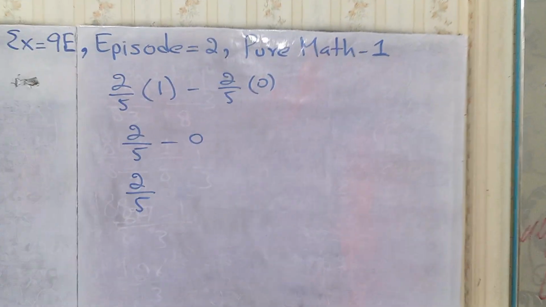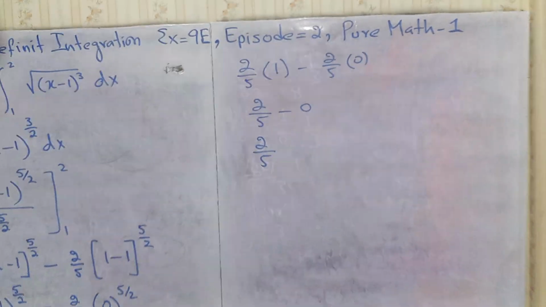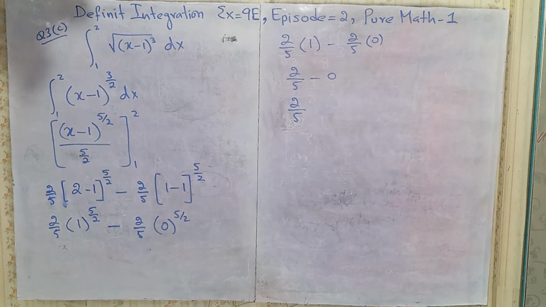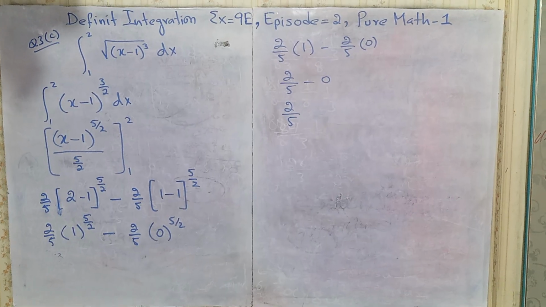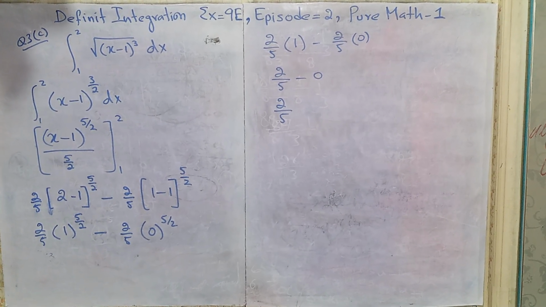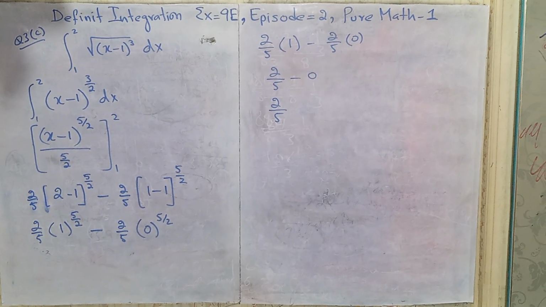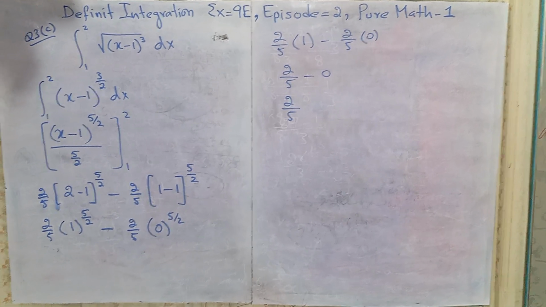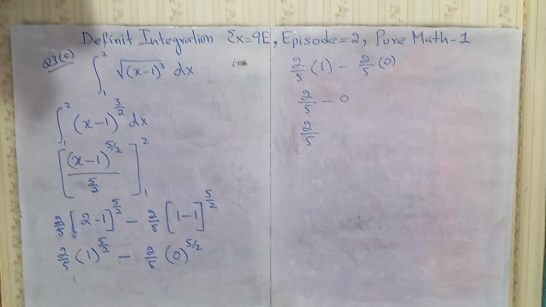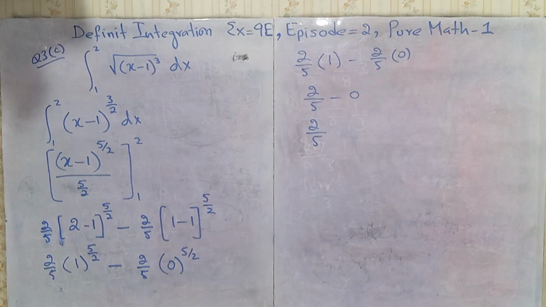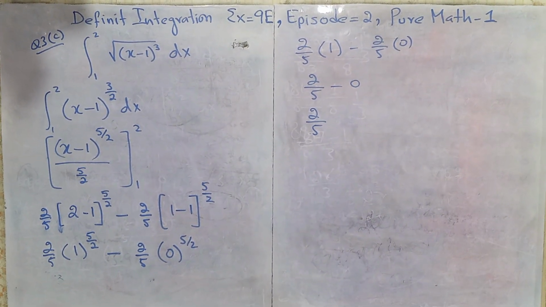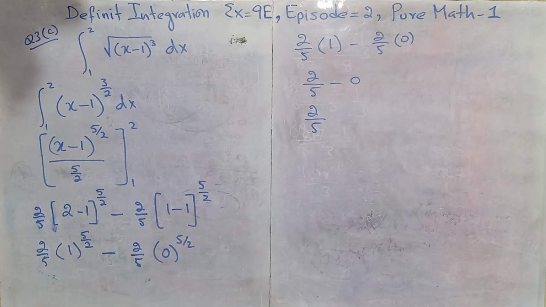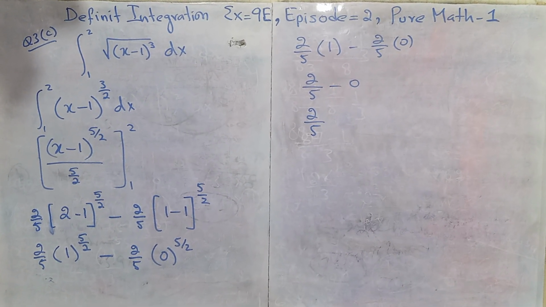You see this value; we will bring it to the other side on the second board. So you will have 2 by 5 into 1 minus 2 by 5 into 0, so you are left with 2 by 5. So 2 by 5 is the answer. On your screen you can see the solution of question number 3 C part showing up. I hope you understand this.